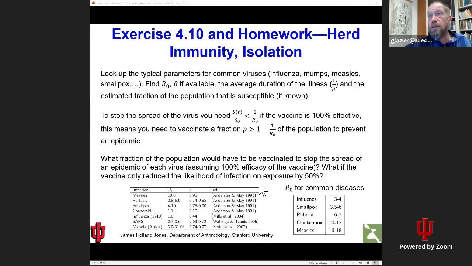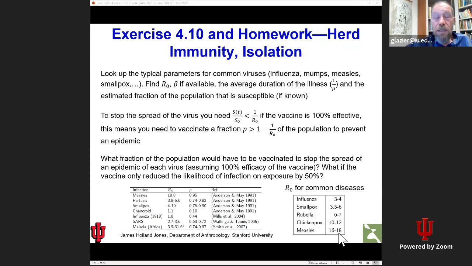And we could look at some of these numbers. I think we did a little bit of this last time. Influenza 3 to 4, that means if you don't want flu to spread, you need 60 to 75% of the population to be immune. No, we're nowhere near that in terms of flu vaccine. And if the vaccine isn't perfectly effective, then you have a problem. If the vaccine is 50% effective, that means that even if you vaccinate 100% of the population, you're still going to have an epidemic. It'll be smaller, but it's not going to get rid of it.